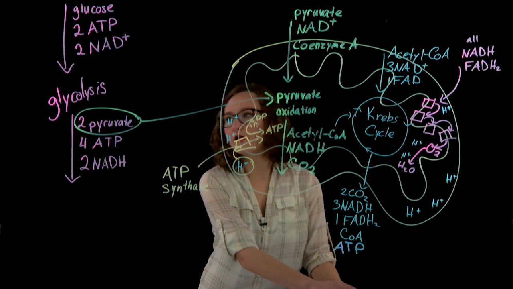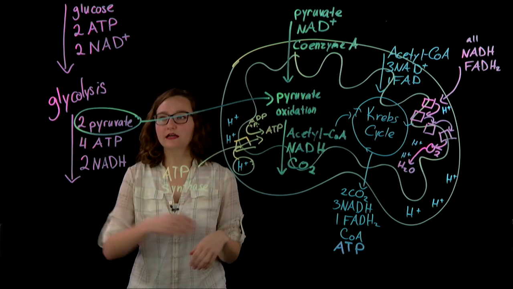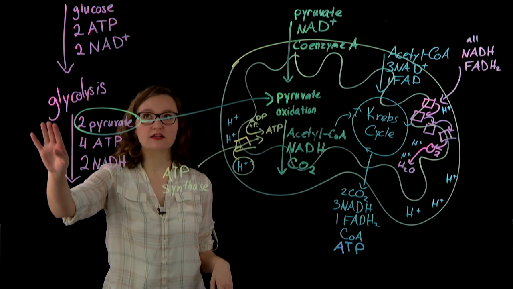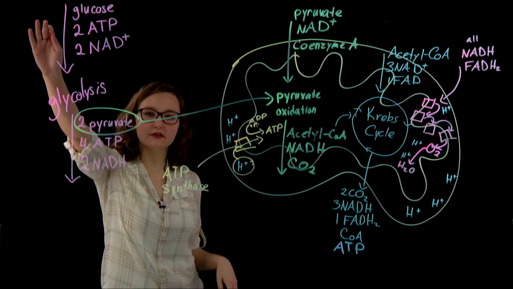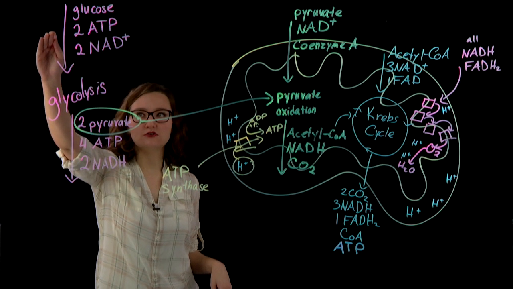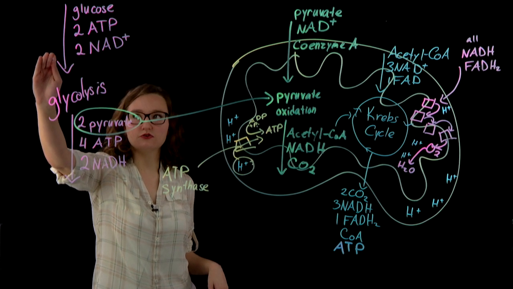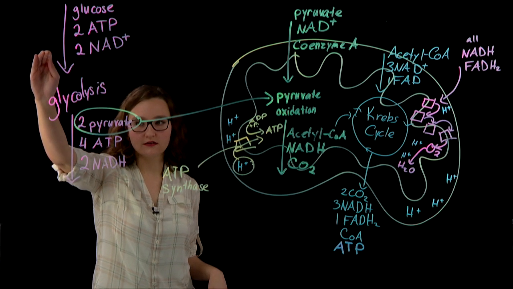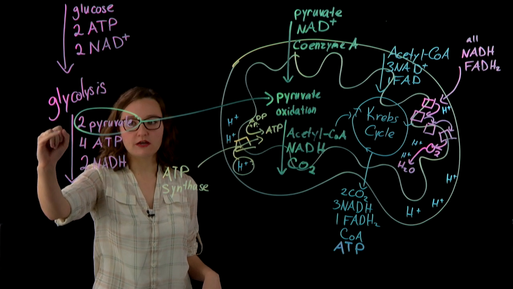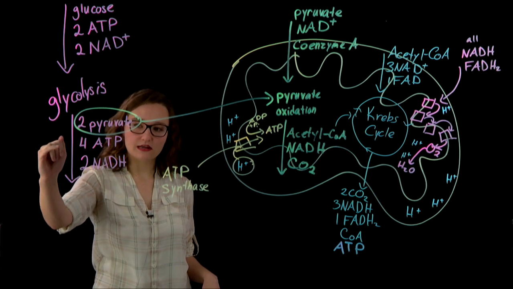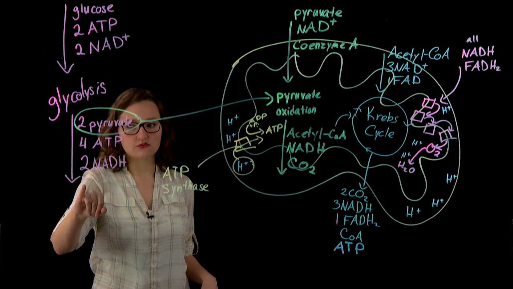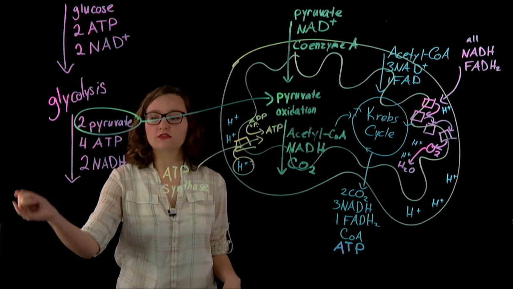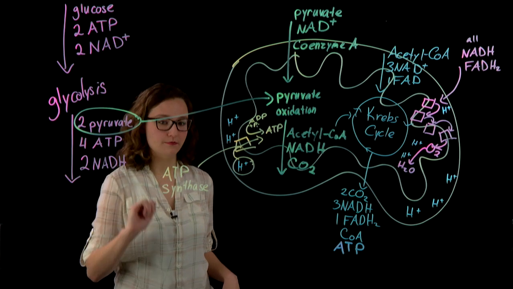So just to run through that one more time really quickly, glycolysis occurs in the cytoplasm. We take 1 glucose molecule, we invest 2 ATP, and we use 2 electron carriers, NAD+, to break glucose into 2 pyruvate. We gain 4 ATP, and we produce 2 NADH. The overall gain of ATP here is 2.